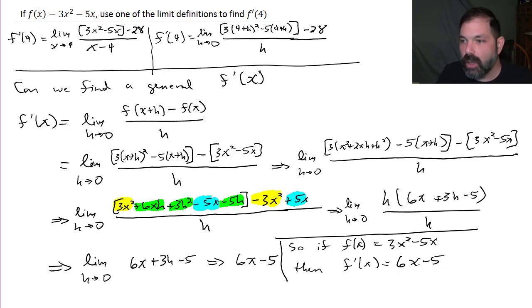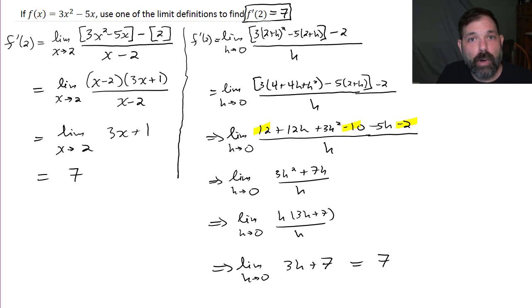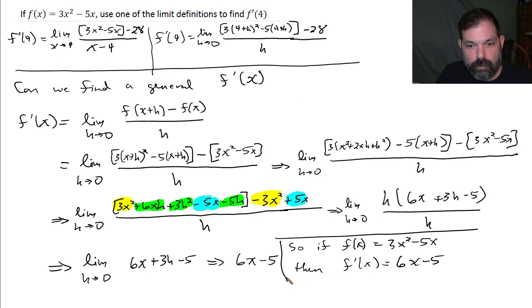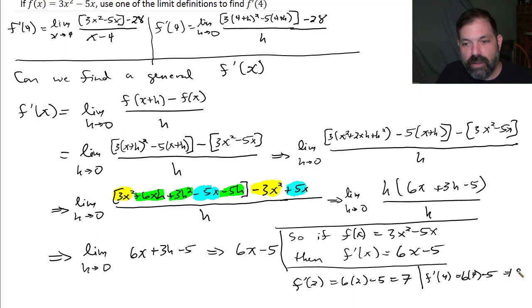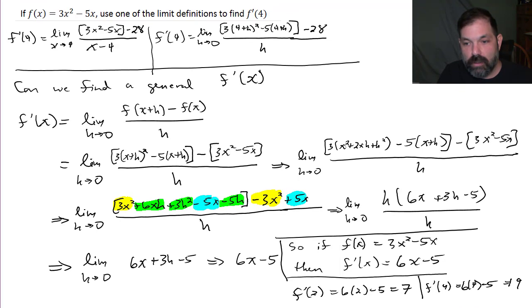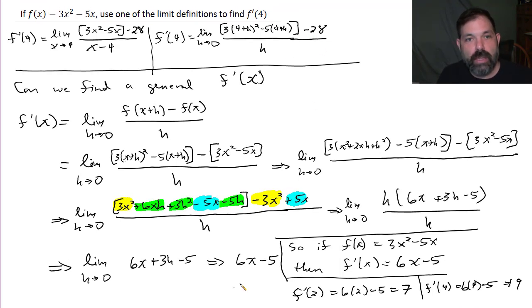Now, in the previous exercise, on the previous slide, we found that f prime at 2, for that same function, was 7. F prime of 2 is 6 times 2 minus 5, which is 7. It works. F prime at 4 is 6 times 4 minus 5, which is 19. So f prime at 4, to answer what we were actually asked for, is 19.